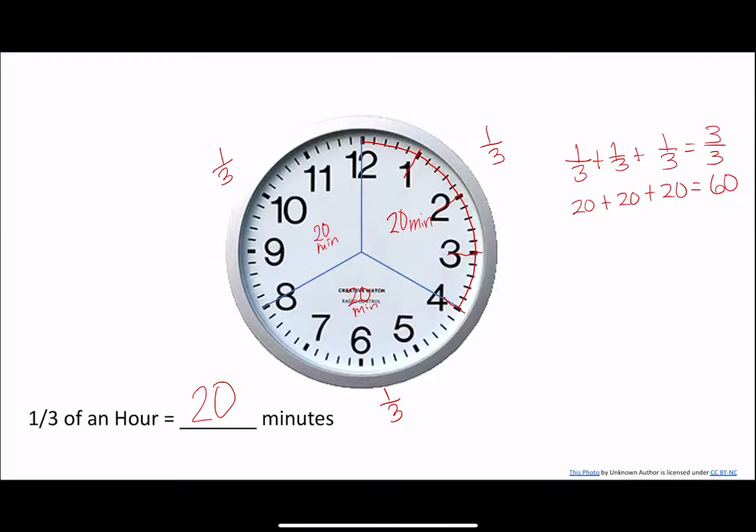I could also write, oh, well, this is 3 groups of 1/3, and 3 times 1/3, well, that equals 3/3. And I could say, well, this is 3 groups of 20. So I could say 3 times 20, well, that equals 60. So I can use addition, repeated addition, or I can use multiplication if I know how much is in each group. That's the same as repeated addition. And I'm looking for it to equal 60 because there are 60 minutes in 1 hour.